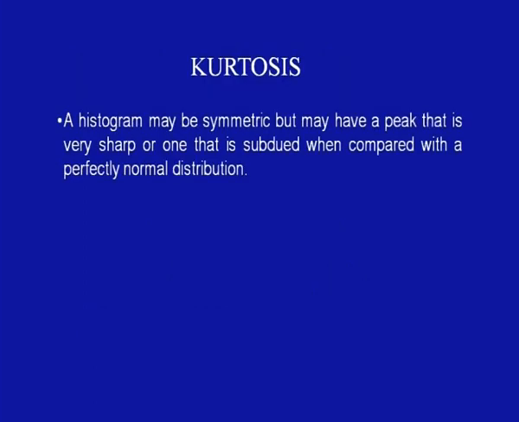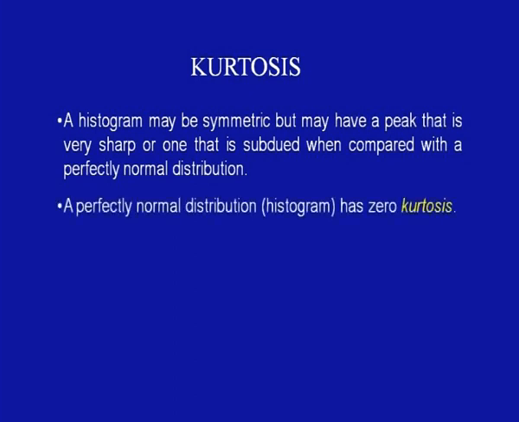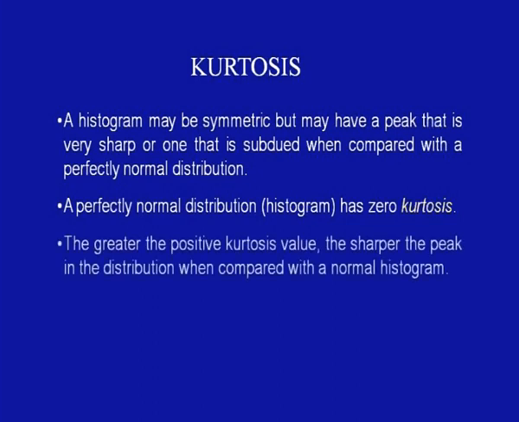Next is kurtosis. A histogram may be symmetric, but it may have a peak that is very sharp, or that is, it is subdued when compared with a perfectly normal distribution. A perfectly normal distribution histogram has 0 kurtosis. The greater the positive kurtosis value, the sharper the peak in the distribution when compared to a normal histogram. Conversely, a negative kurtosis value suggests that the peak in the histogram is less sharp than that of a normal distribution.